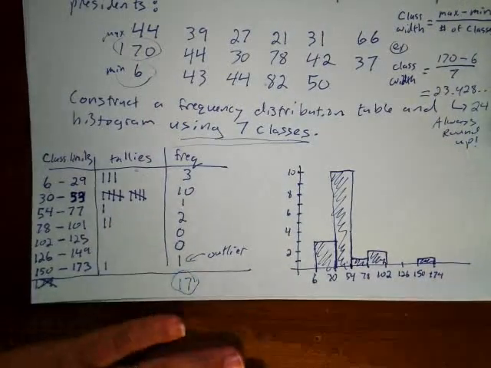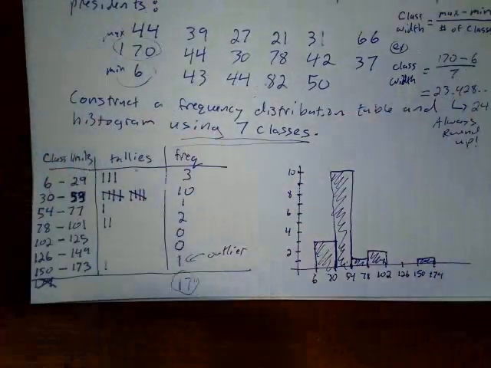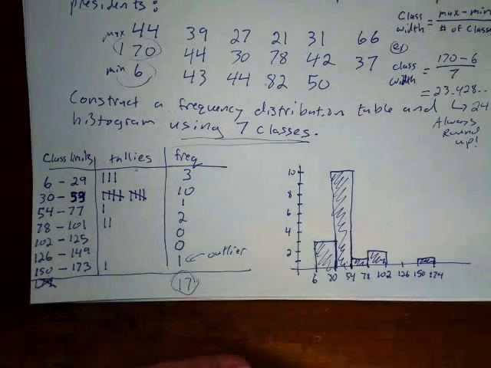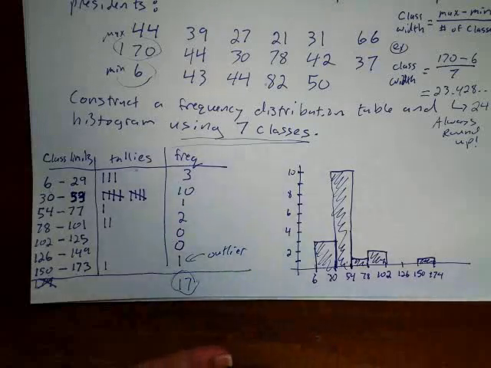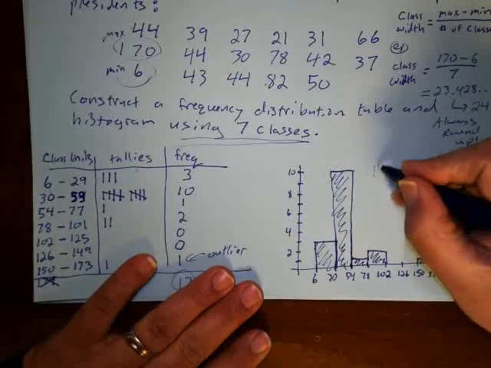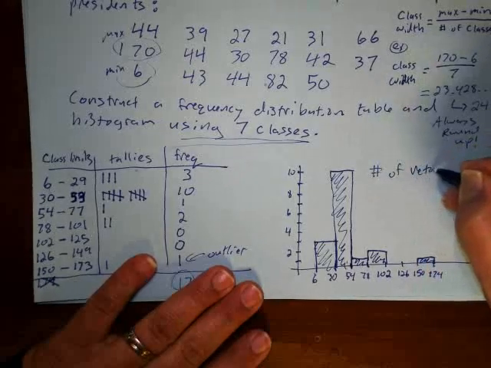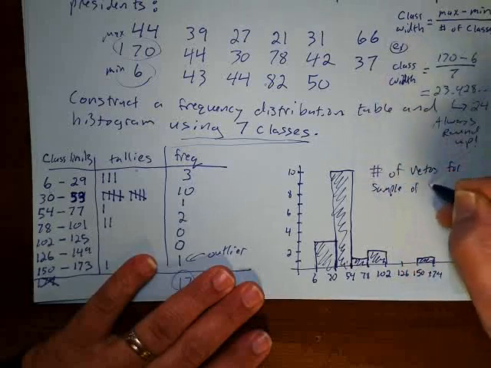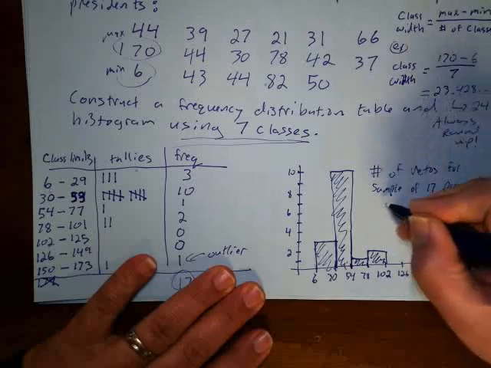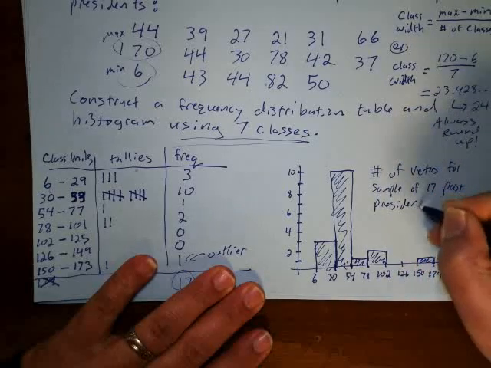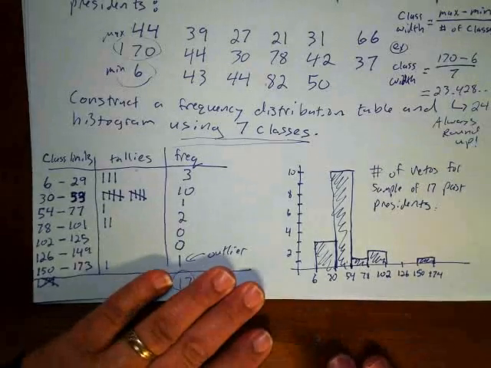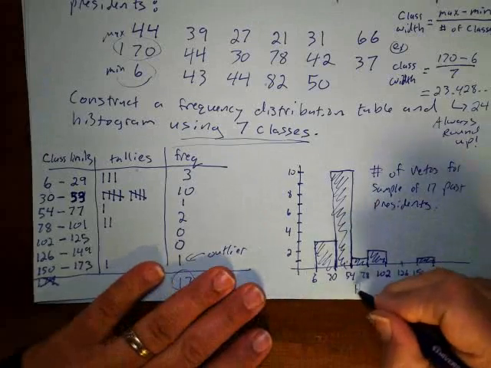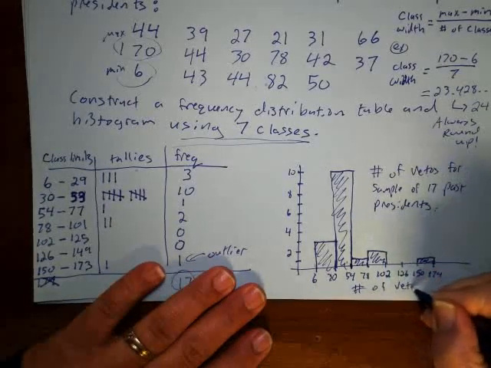And then, yeah, am I done with my histogram, or have I forgot something very important? And you're right, I forgot a title and labels. Okay, so I would label this number of vetoes for sample of 17 past presidents. And that's just how I always label it. I always state the total number in the sample. Okay? So down here, this would be number of vetoes.